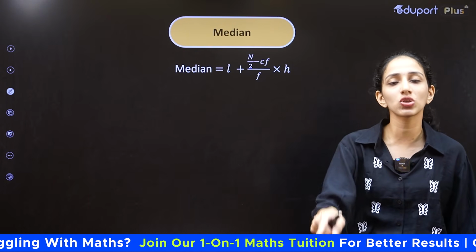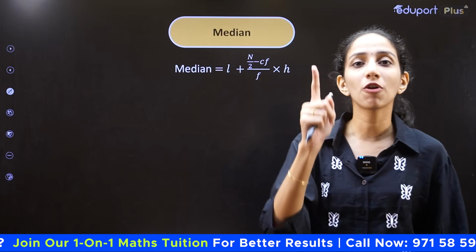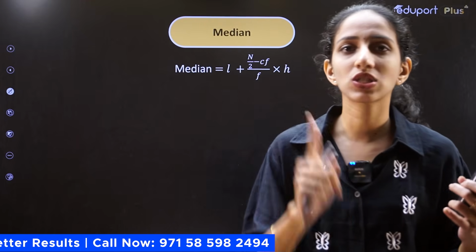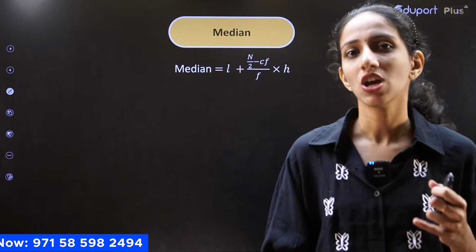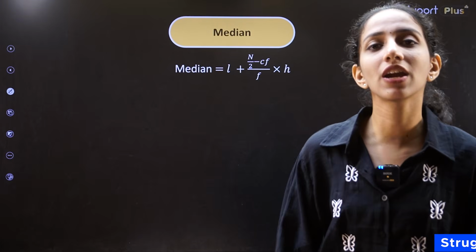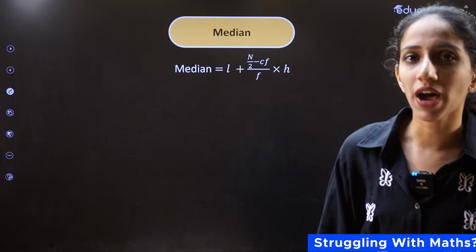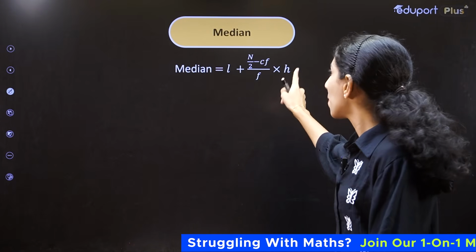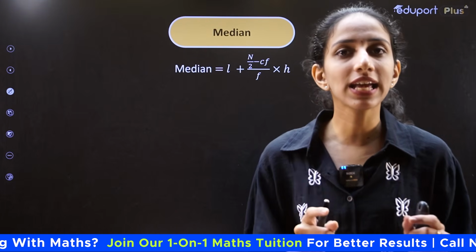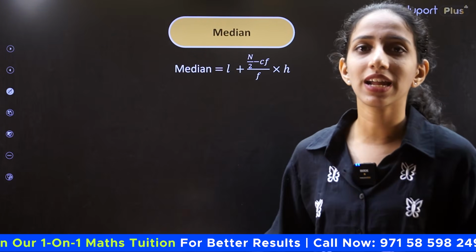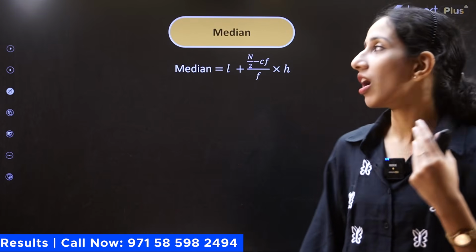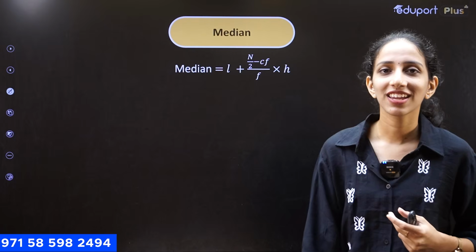So write down the next formula. We already learned the three formulas to find the mean using three methods: direct method, assumed mean method, and step deviation method. Next, median. Median of grouped data can be found using the formula L plus (N by 2 minus CF) by F into H. The only thing we need to find the median is to check which values the letters in the formula denote.